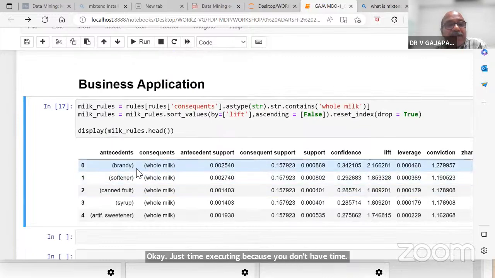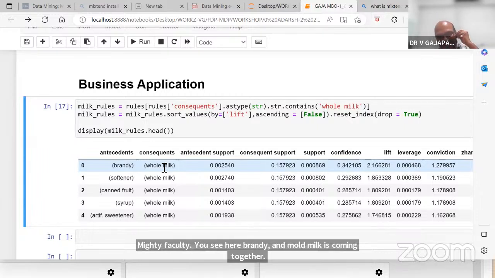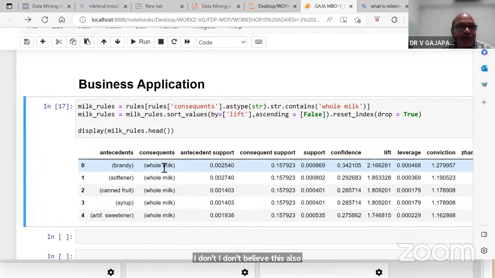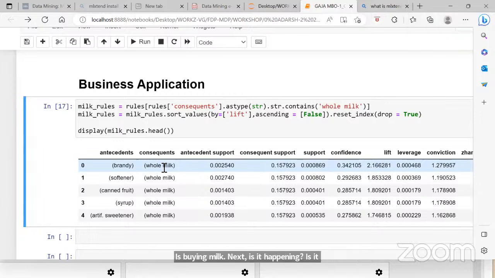Business application, you see here antecedents, brandy. You see, an interesting observation is there. Antecedent is brandy, consequence is whole milk. Hello, my dear faculty. You see here brandy and whole milk are coming together. I don't believe this also. Do you believe this one? Those people who are buying brandy are buying milk next. Is it happening? Is it true? Maybe, sir, this is the weekend data. People are preparing for weekends.